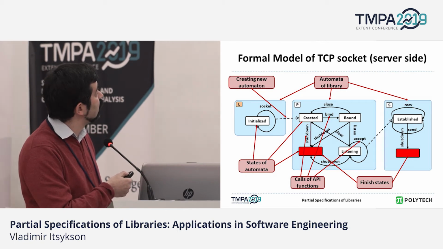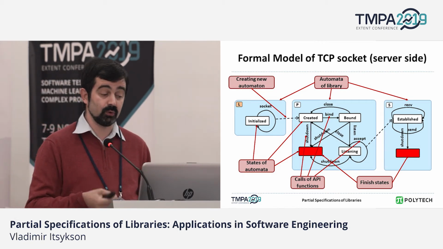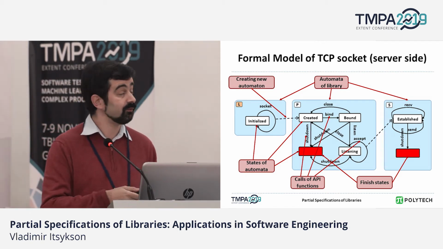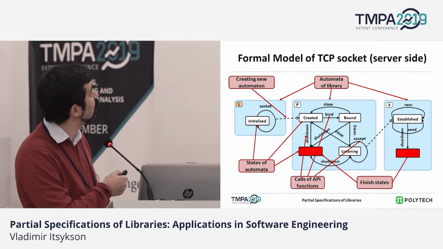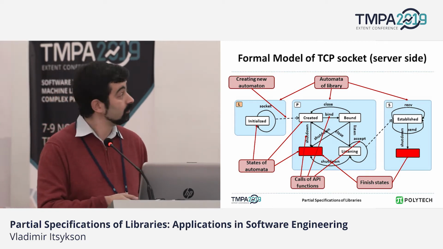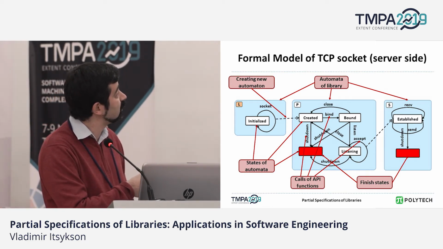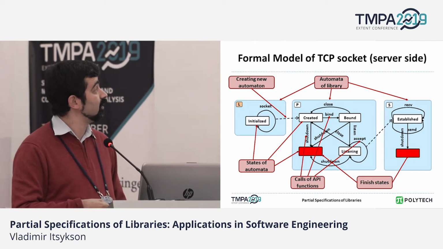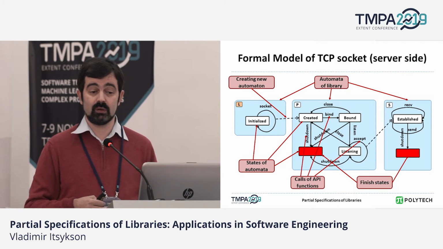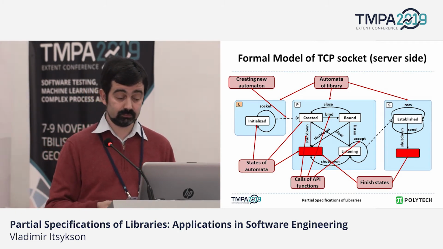This type of transition is the creation of a new automaton as a side effect of some API function. In this case, it's a side effect of the API functions socket and accept, as examples here. And the red one is a finished state. After the finished state, the automaton will be destroyed.